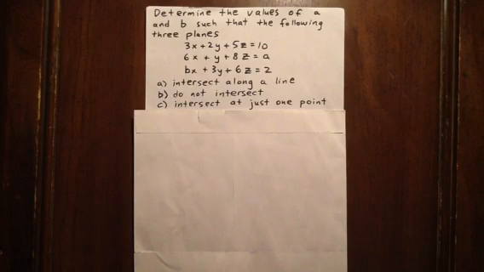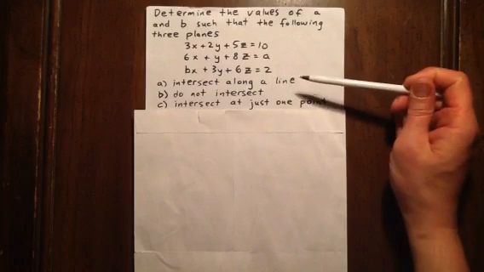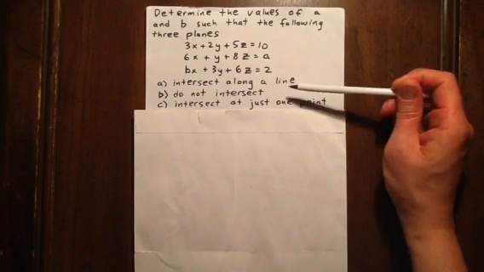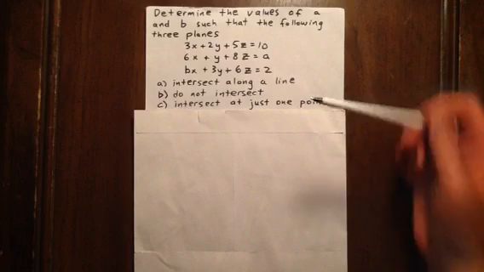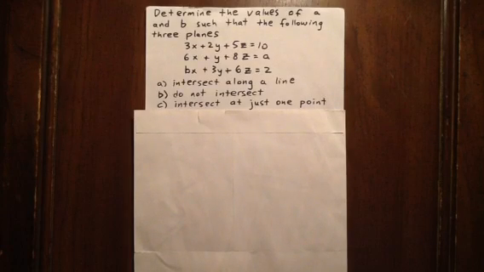In this question, we want to determine the values of a and b such that the following three planes either (a) intersect along a line, (b) do not intersect, or (c) intersect at just one point.